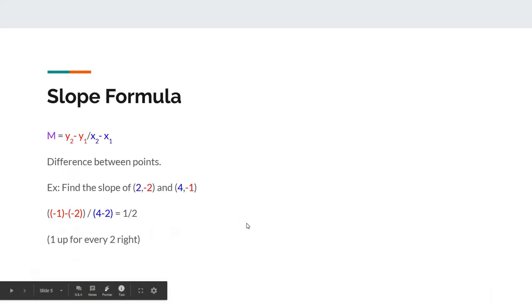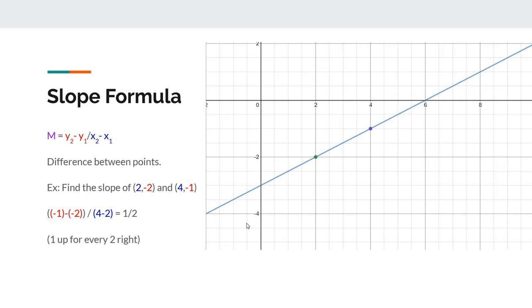Anyway, let's continue. So we have the slope formula here. Now we have the ability to graph a line. Great. So how are we going to get the slope if all we have are 2 points? This is where you can get that. This is basically just the difference between the 2 points. We're comparing and contrasting, basically.